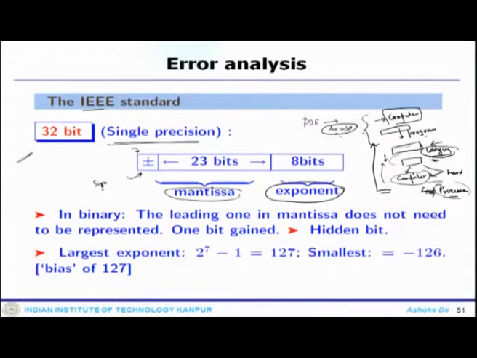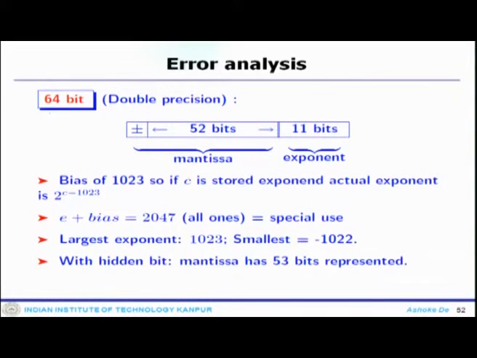single precision. So, 1 bit is assigned for the sign of that digit, 23 bits allocated for mantissa, 8 bits allocated for exponent. So, this is in binary, the leading one in the mantissa does not need to be represented, 1 bit gained. So, that is a hidden bit. So, the largest exponent could be 2 to the power 7 minus 1, 127, and the smallest one is minus 126. So, this is the bias.